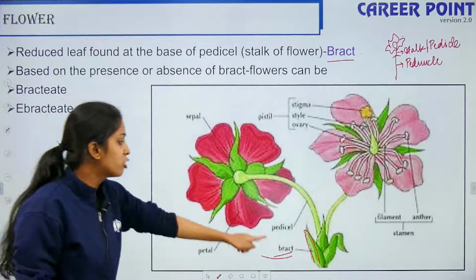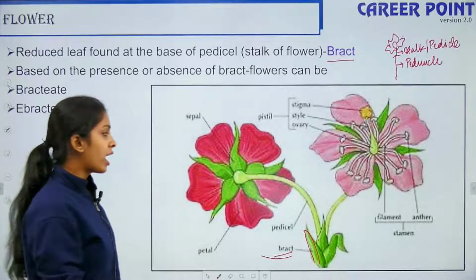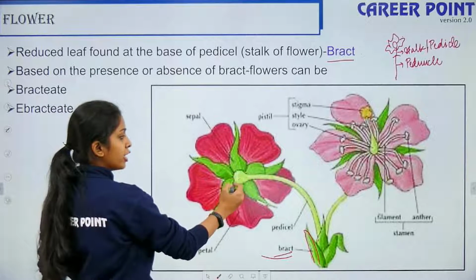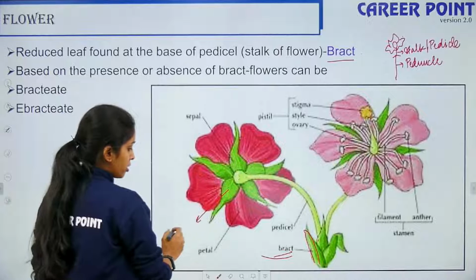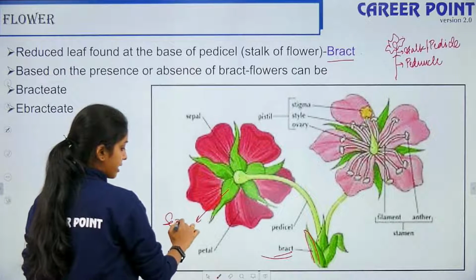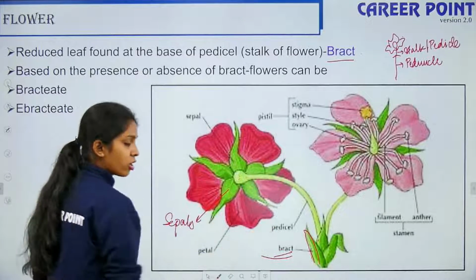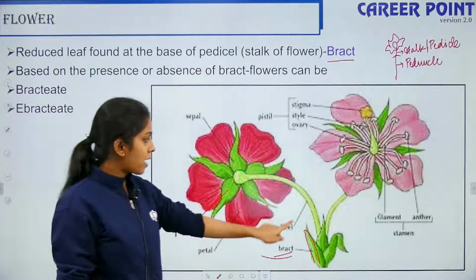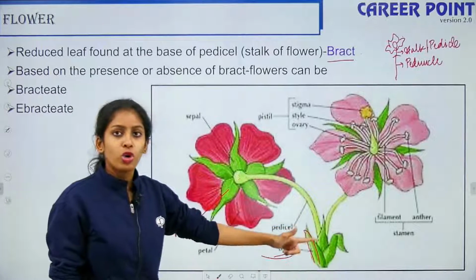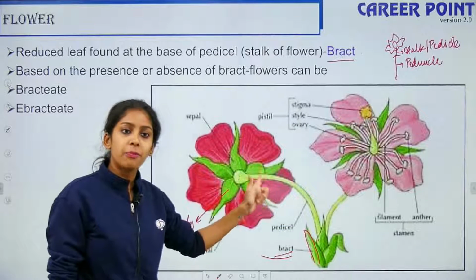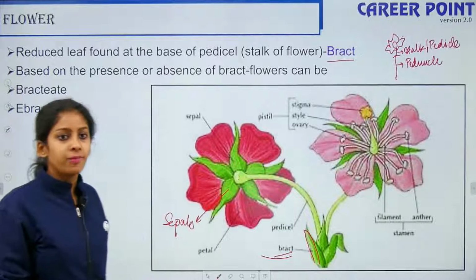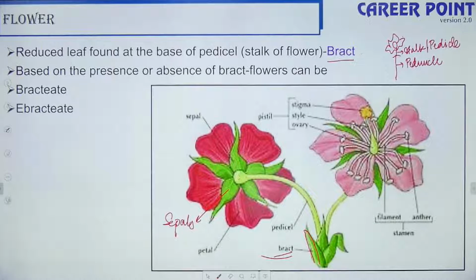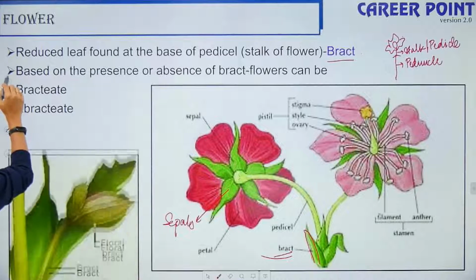So don't confuse bract with your sepals. At the tip of the pedicel, you have your sepals. So these are your sepals, this is the calyx. Ma'am, this is also green, this is also green. No. So this is your sepal and this is your bract. So the bract is below the pedicel. Your calyx is at the distal end of the pedicel. Okay, clear? Yes.